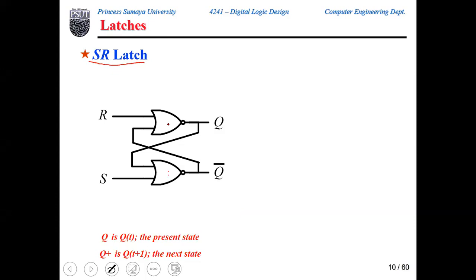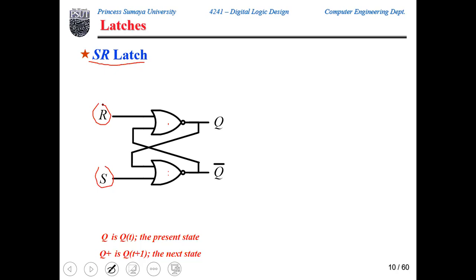2 of these inputs are connected to external inputs, which we call S and R, which are the abbreviation for set and reset. Now, 2 NOR gates implies 4 inputs. So 2 of them are used for external inputs. How about the other 2 inputs?